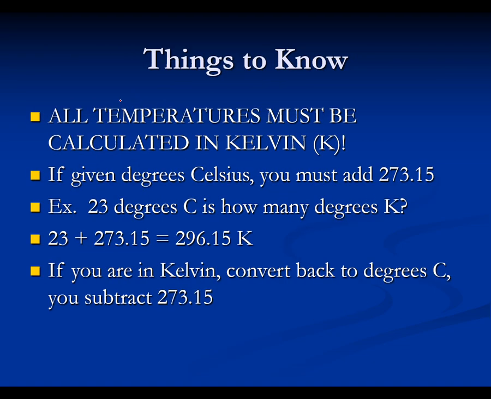Things to know. All temperatures must be calculated in Kelvin. If given degrees Celsius, you must add 273.15. Example, if I give you this in the problem, you're going to have to change it to Kelvin before you start doing P1, V1, P2, V2. Just remember, C comes before K in the alphabet. So if you're converting to Kelvin, your number should be getting bigger. You're going to add this number. That's all you do every time. And if you're in Kelvin and you're converting back, just subtract 273.15. That's all you do. So you need to remember this number. It's never going to change. It's immutable.